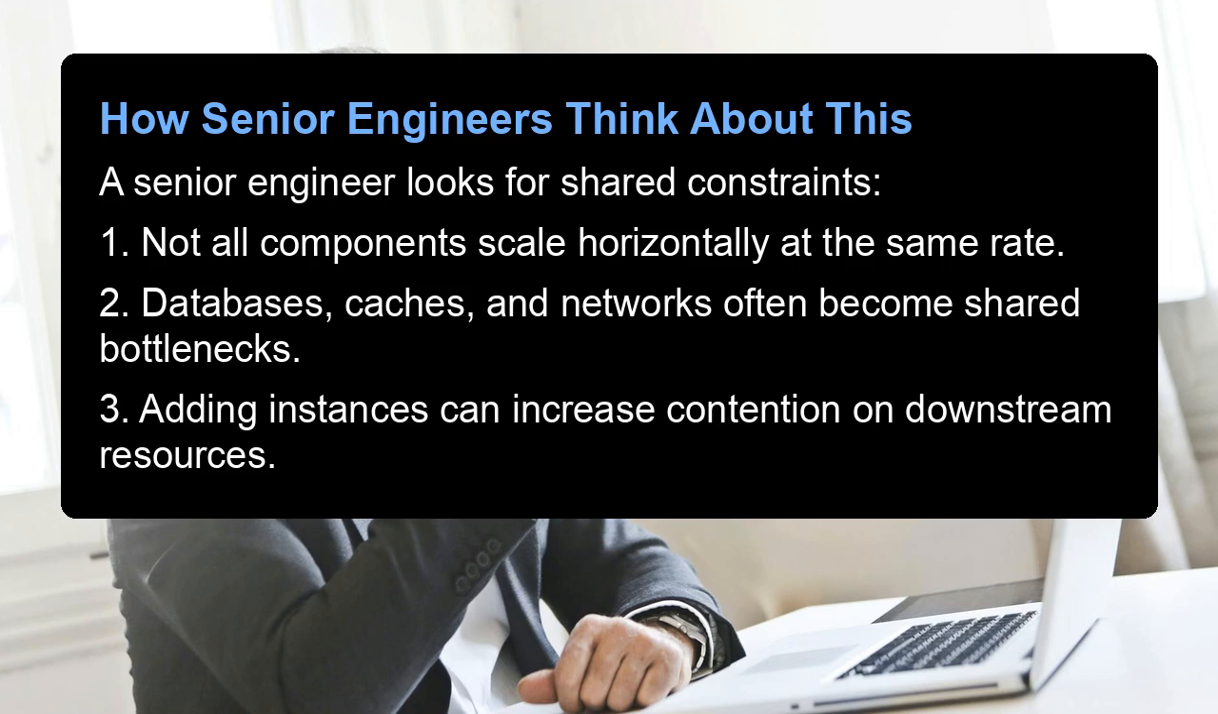How senior engineers think about this. A senior engineer looks for shared constraints. 1. Not all components scale horizontally at the same rate. 2. Databases, caches, and networks often become shared bottlenecks. 3. Adding instances can increase contention on downstream resources.